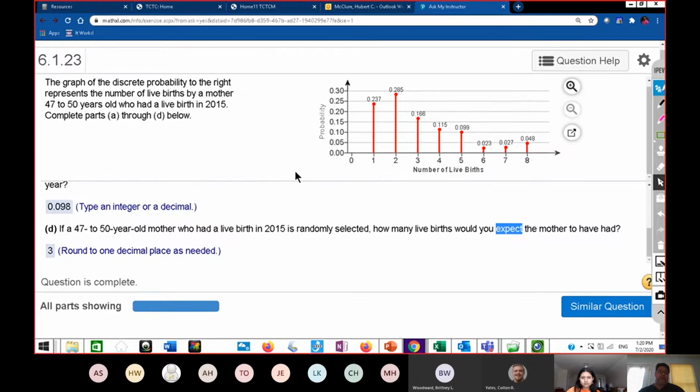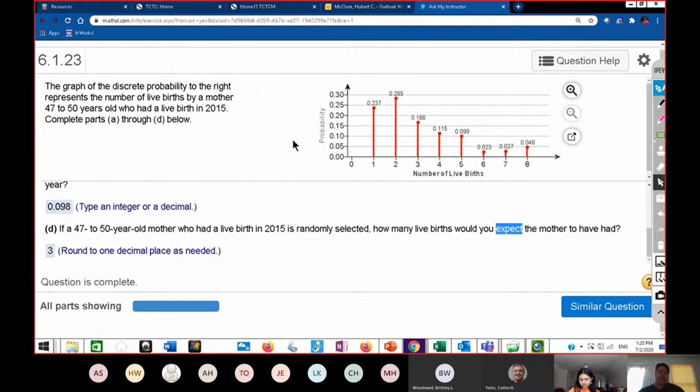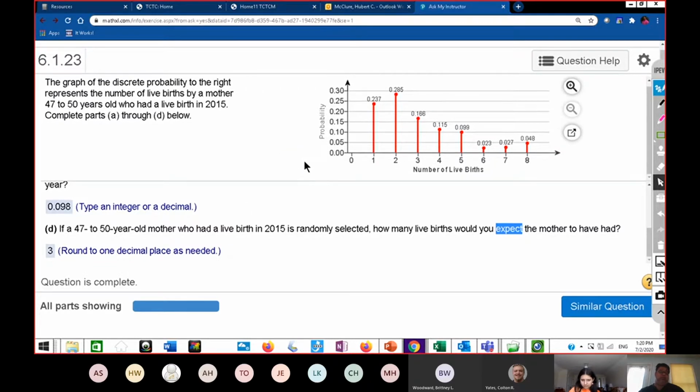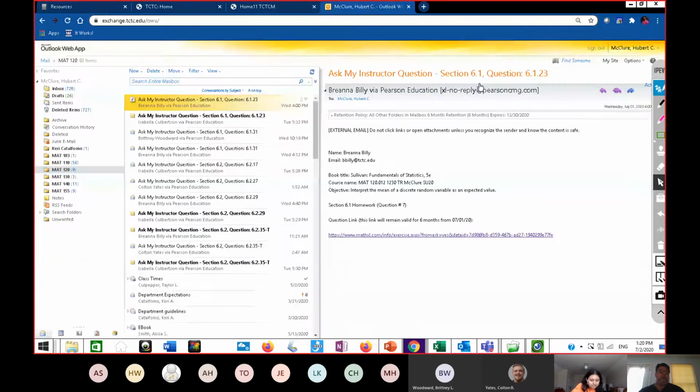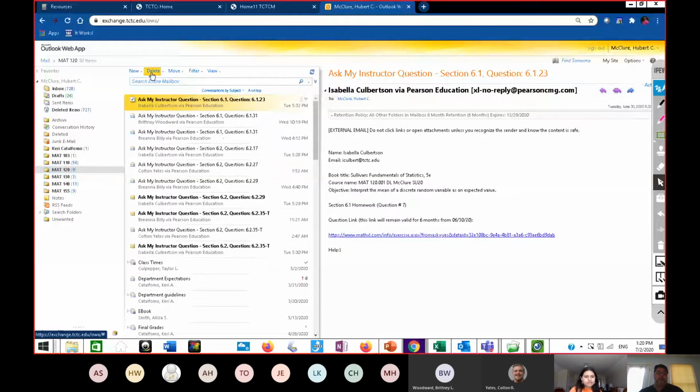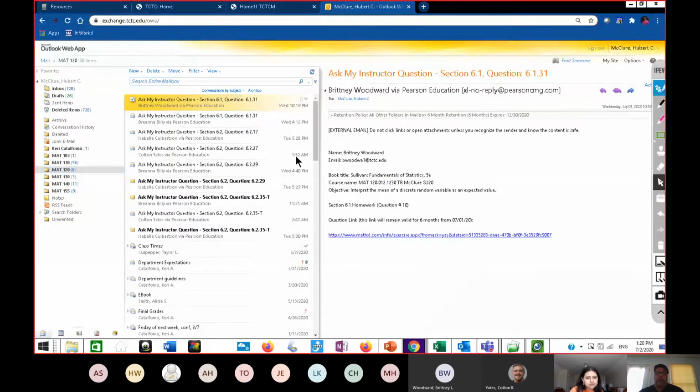Is this a good test question? It's okay. I don't like the way they asked you this. Why don't they just tell you to find the mean? But, all right, 23, that goes out. 31, last one in 6.1. 31.